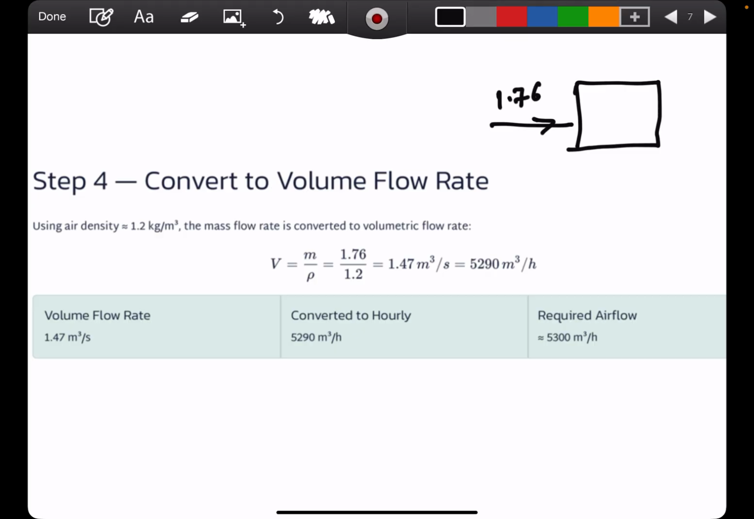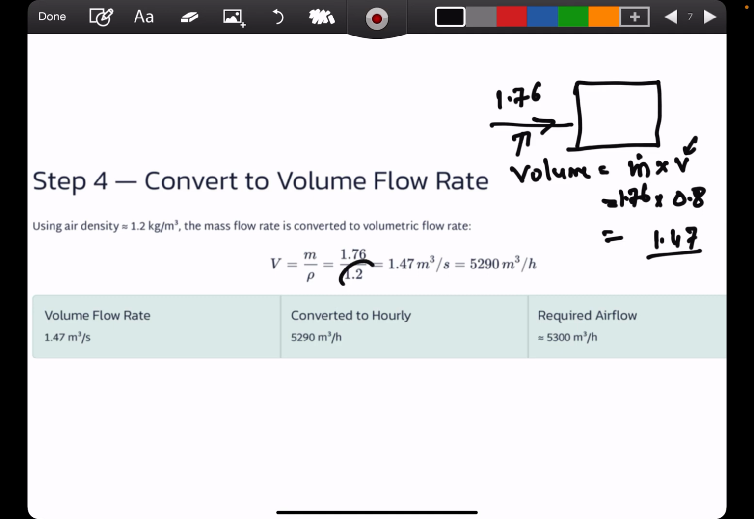Okay, it means you are multiplying the mass by the specific volume. Specific volume is about 0.8, mass is 1.76, so that comes out to be around 1.47. Or you can divide it by density. Multiplying by specific volume is the same as dividing by density.